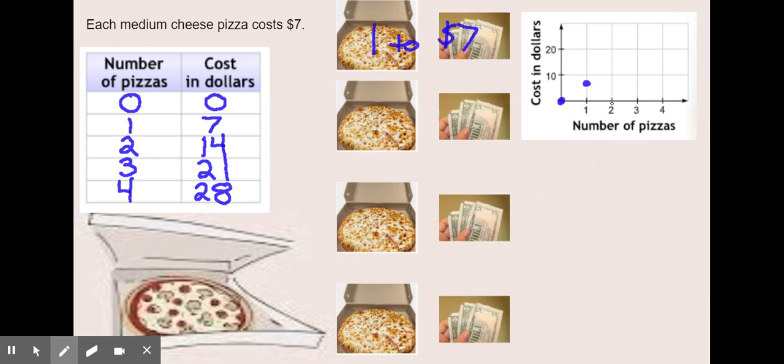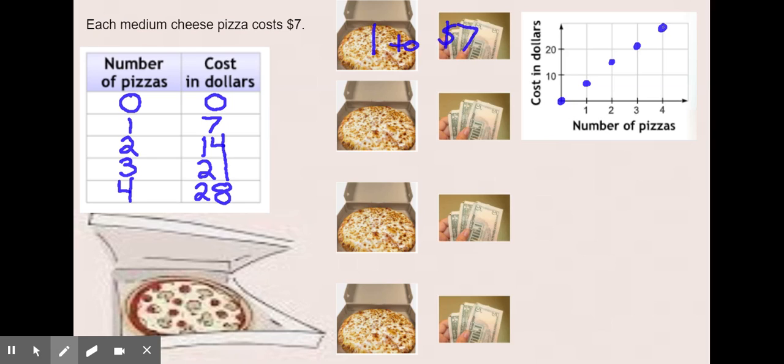So now I look at 2 pizzas. 2 pizzas costs $14. 3 pizzas will cost $21. And 4 pizzas will cost $28.